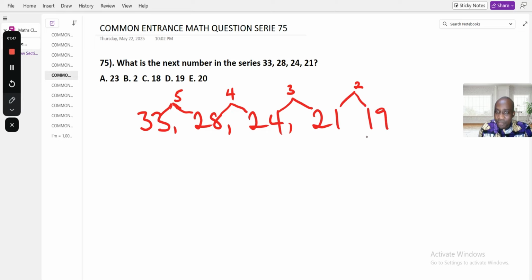Therefore, based on what the question said, the next number is 19. Do we see 19 there? Yes, number D. Our final answer is D, which is 19. Let's move to the next question.